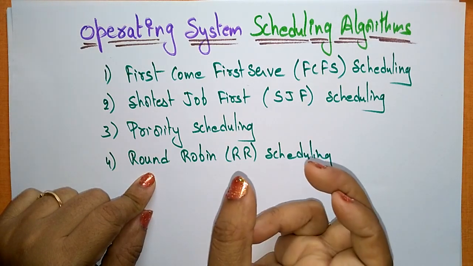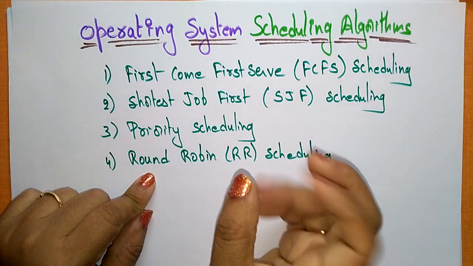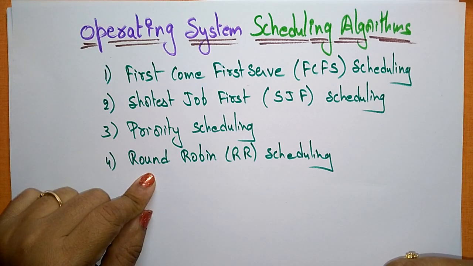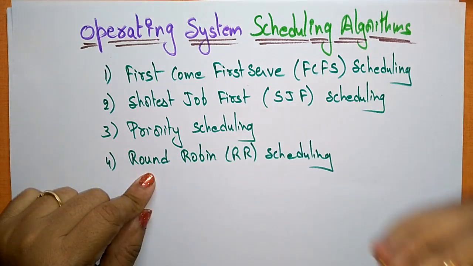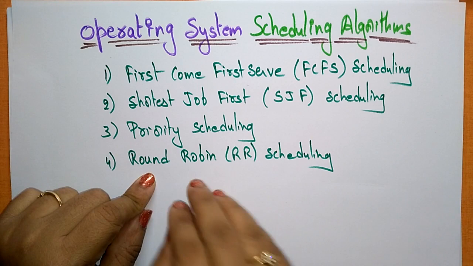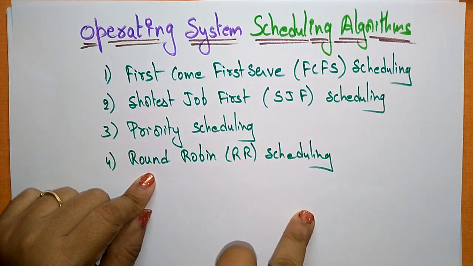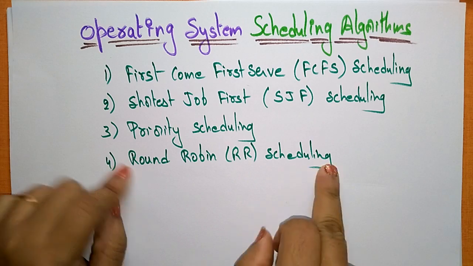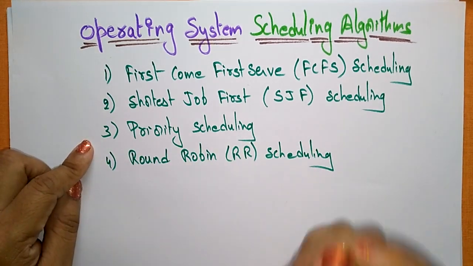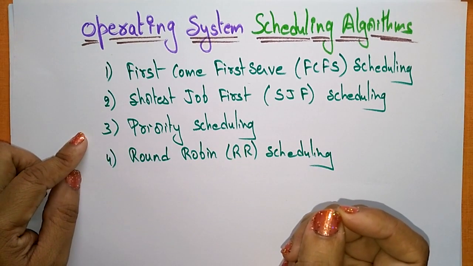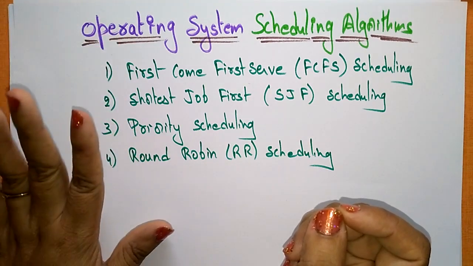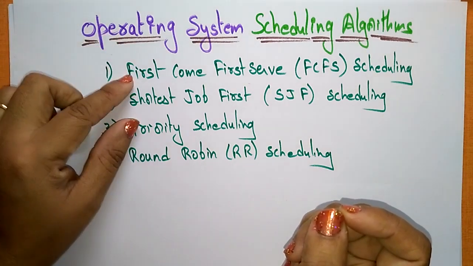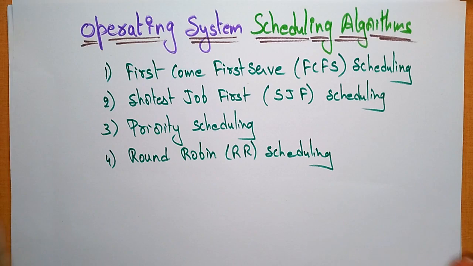If the CPU time is over, it goes to the next process. After completion of all the processes, it again executes the first process, in the round robin fashion. That's why you call it round robin scheduling. Here we allocate some fixed time to each process. So this is just an overview of these scheduling algorithms. Now let us discuss them one by one with examples.